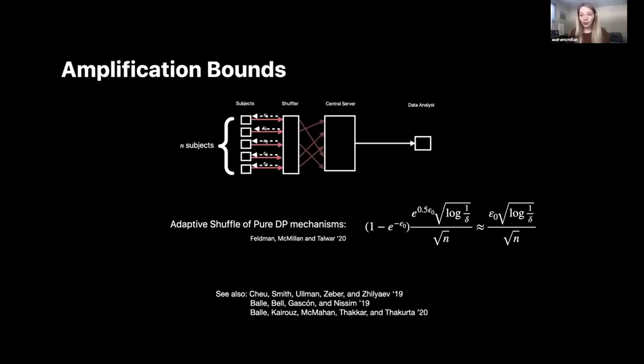There's a series of nice works in this area now. So I want to point to some of them here. So this Cheu et al. paper was concurrent with the Erlingsson et al. paper that I just mentioned. It also independently established that shuffling amplifies privacy. And these other papers are follow-up papers that improve the analyses in various ways. Okay. So this is the shuffle model.